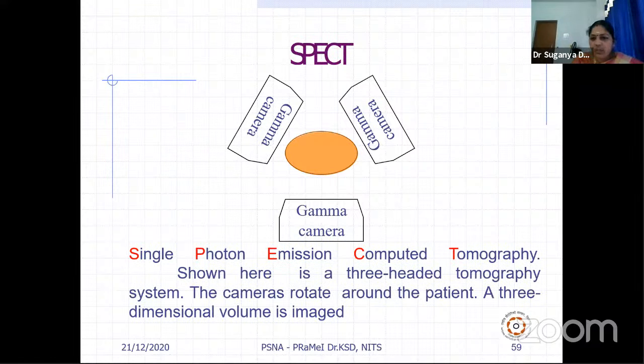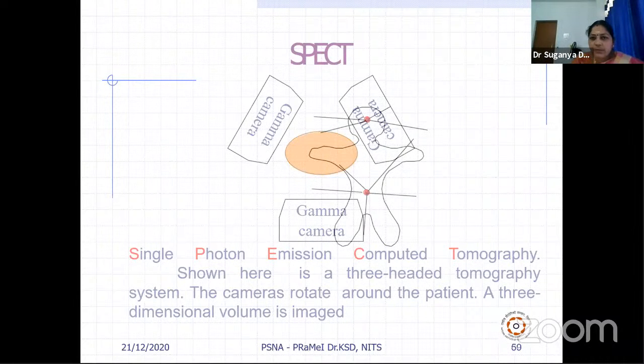Single photon emission computed tomography. This is the computed tomography, and shown here is a 3-headed tomography system. The cameras rotate around the patient. A 3-dimensional volume is imaged. In SPECT, you can get the entire 3-dimensional functionality.